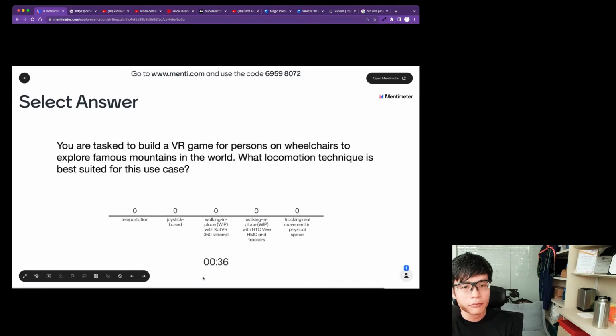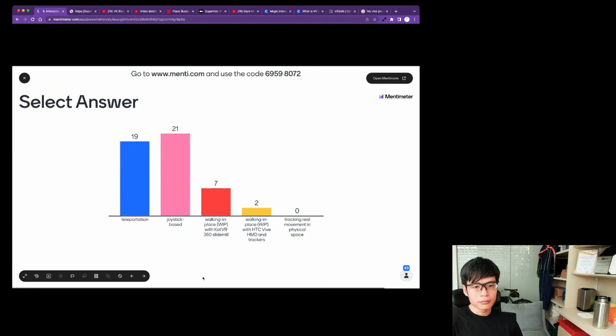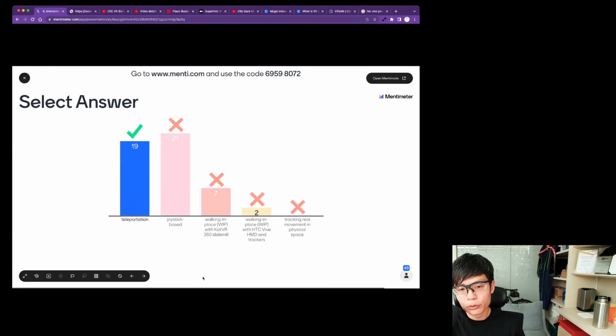Okay, a VR game for people who are on wheelchairs, to explore famous mountains. Okay, there's no other information given here. Just asking you, what locomotion technique is best suited? Okay, good. I mean, the first two should certainly be the best choices.